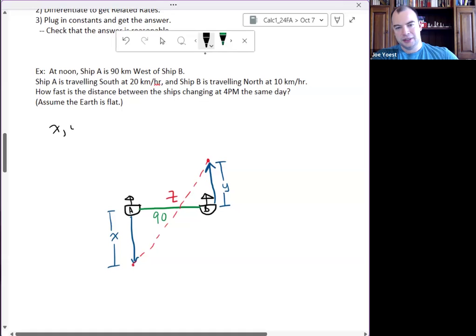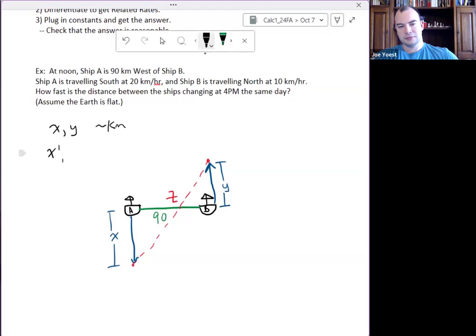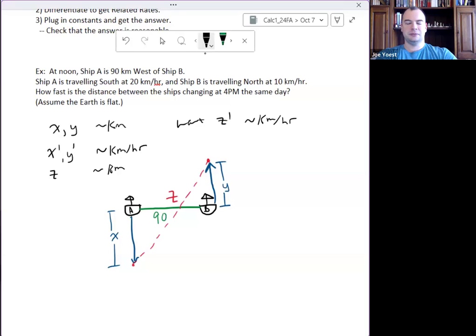So I see X and Y are in kilometers. X prime and Y prime are in kilometers per hour. And I see that Z is in kilometers. I want Z prime, which would be in kilometers per hour. The 90 is in kilometers. Okay, so let me think about this a little bit. I see that I have units that I desire. So I have kind of one reasonability condition.